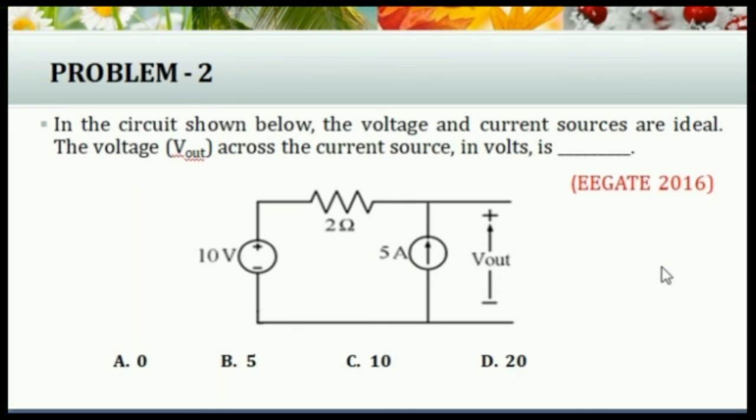Next problem. In the circuit shown below, the voltage and current sources are ideal. The voltage across the current source in volts. The answer is 20 volt.